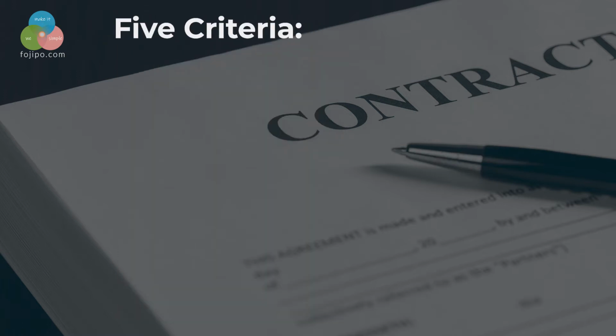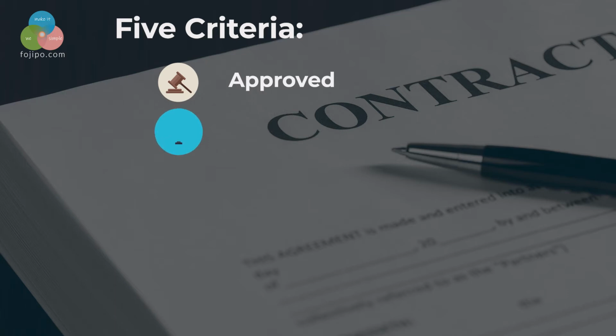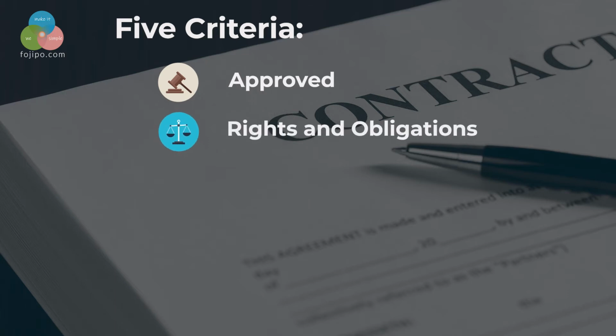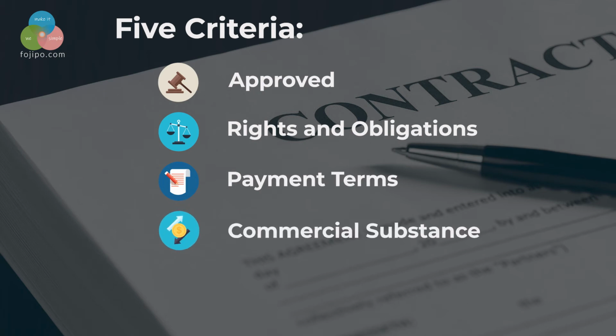For a contract to exist, it must satisfy the following 5 criteria. A contract must be approved. A contract can be approved either in writing or orally or in accordance with business practices. Usually, contracts are approved in writing. Rights and obligations are identified. Payment terms are identified. Contract must have commercial substance.